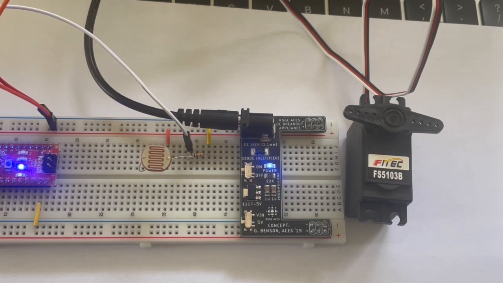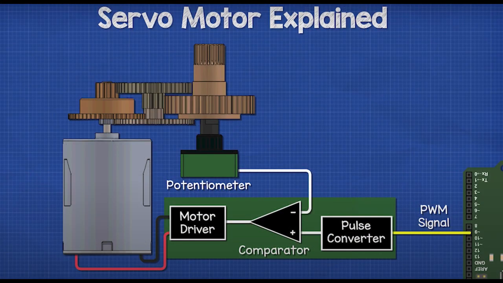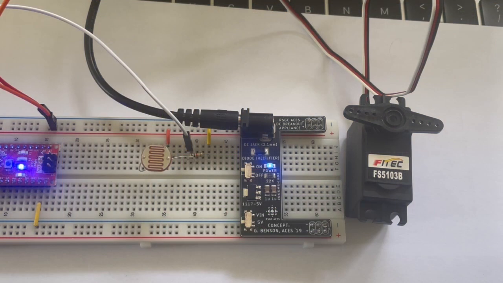The 5 main components of a servo are in order: a pulse converter, a comparator, a motor driver, a DC motor, and a potentiometer. The pulse converter is what determines the speed of the servo, as it is what reads the pulse signal from the Arduino. The pulse reading is as such that if the pulse is short, the motor goes left, and if the pulse is long, it goes right.